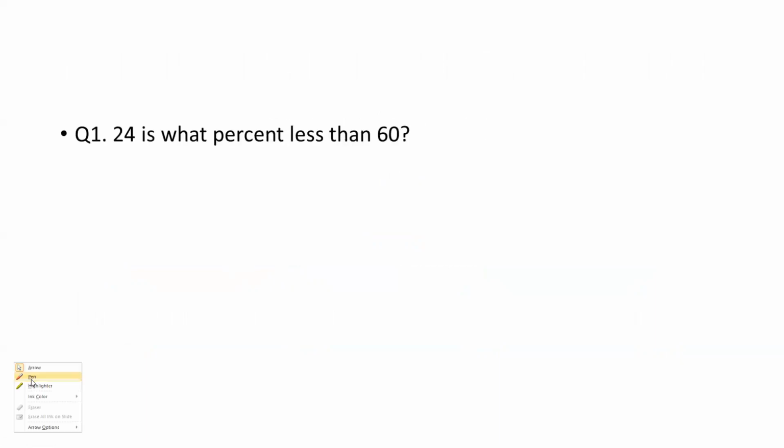So this is the very first question. What have they asked you? 24 is what percent less than 60? In this type of question, what you have to do? You have 24 and you have 60. They are asking you 24 is what percent less than 60? So you will first take the difference between 24 and 60.